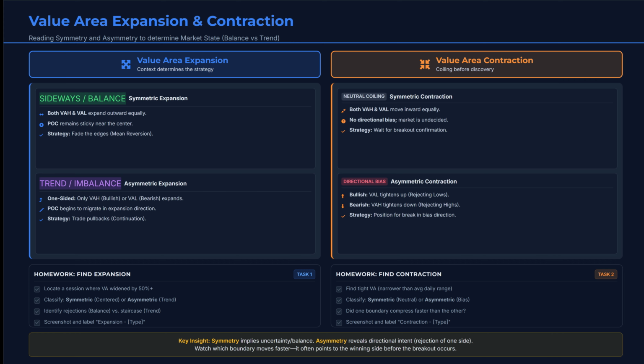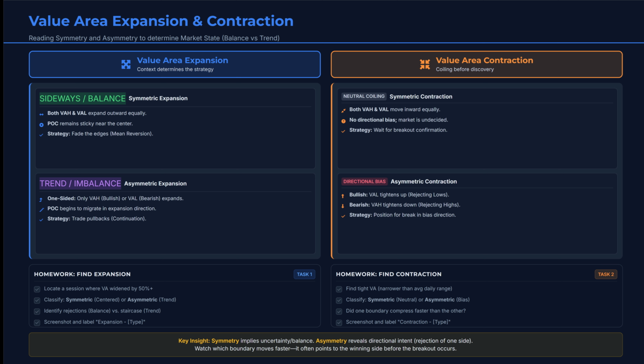The trading strategy for symmetric contraction: wait for breakout confirmation before committing. Don't try to predict which way it will break. Let the market tell you. Once price breaks decisively above the VAH or below the VAL with a volume spike, then trade with the breakout, or wait for the retest of the broken level and enter on the continuation move.